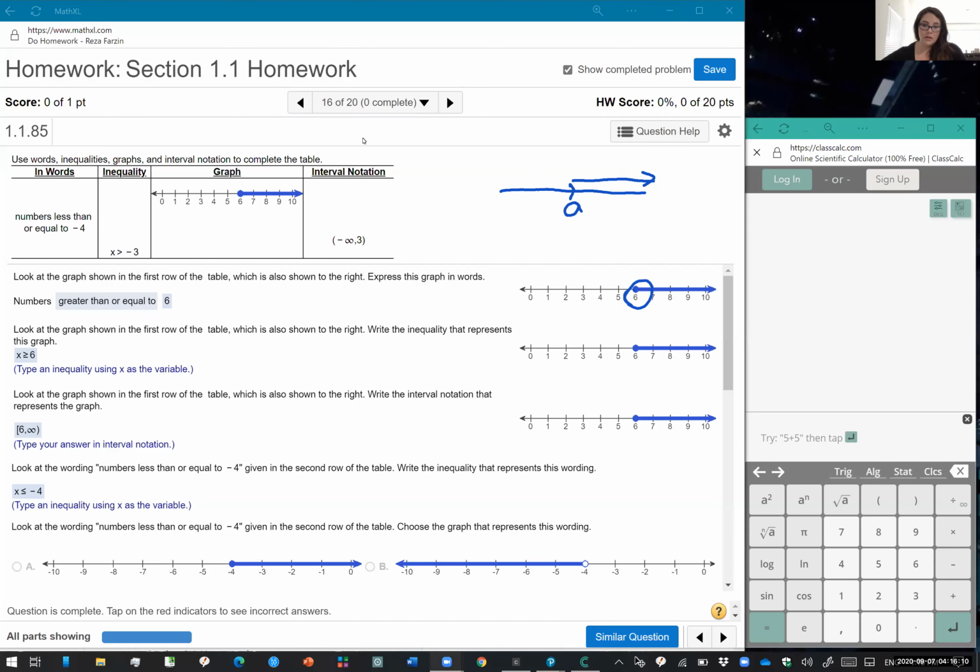Okay, so here we're looking at problem number 16 on set 1.1. And what I'm going to do is give you a little rundown of the interval notation, because that seems to be what's giving you a hard time, right? So let me go ahead and bring up a blank whiteboard, and I'll explain those to you.